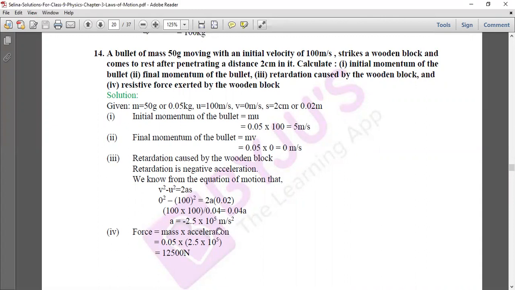Next we need to find the resistive force exerted by the wooden block. Force is equal to mass into acceleration. So mass is 0.05 kg into acceleration 2.5 into 10 raised to 5 meter per second square. Therefore force is 12,500 Newton.